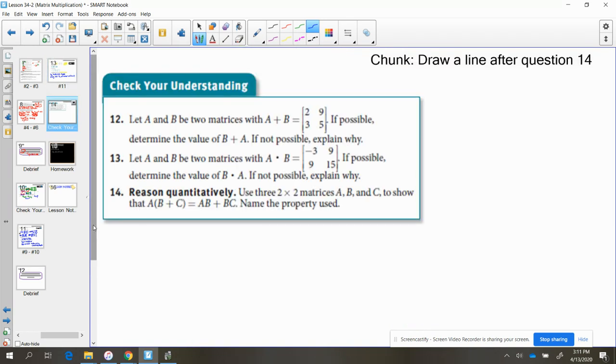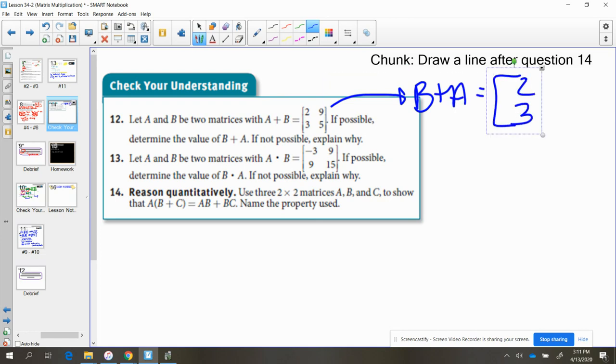Okay, now almost done here. 12 and 13 are the last two examples we're going to talk about. We have A and B, where we have A plus B is going to give us the sum 2, 9, 3, 5. If possible, what would the value of B plus A be? Well, we know that the answer of B plus A is going to be the exact same thing that A plus B was, because addition is commutative.